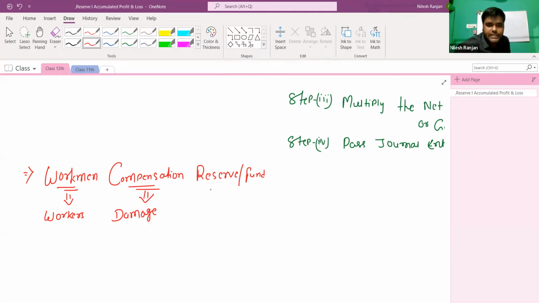So we create a reserve for that purpose, so we can compensate our employee at the time of damage.